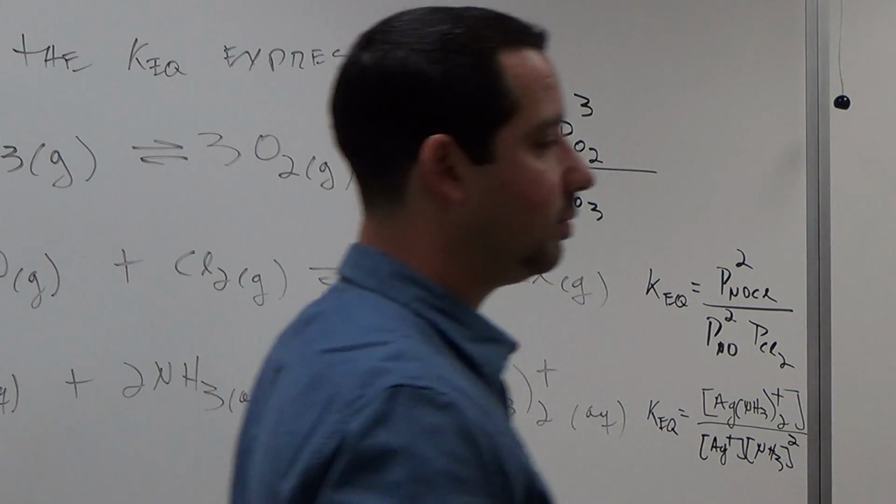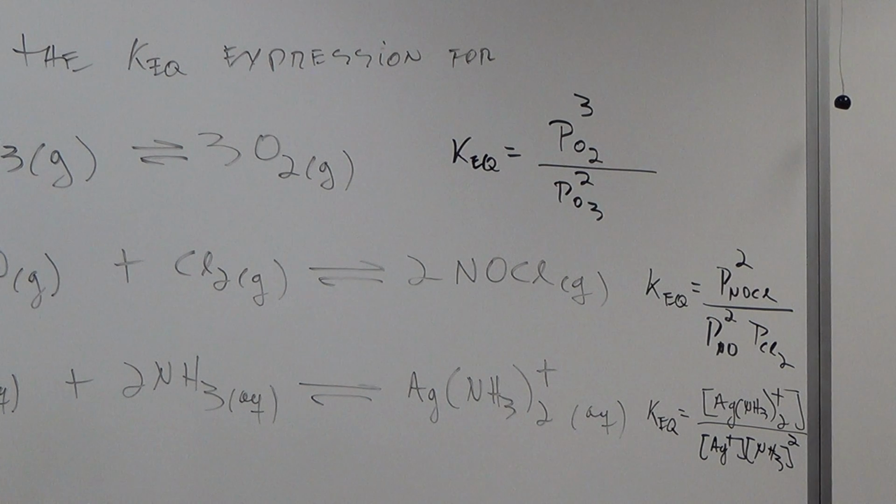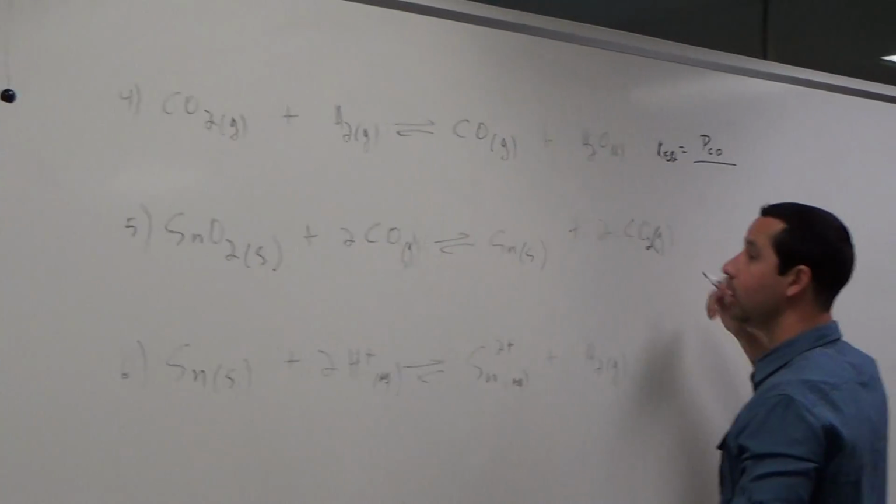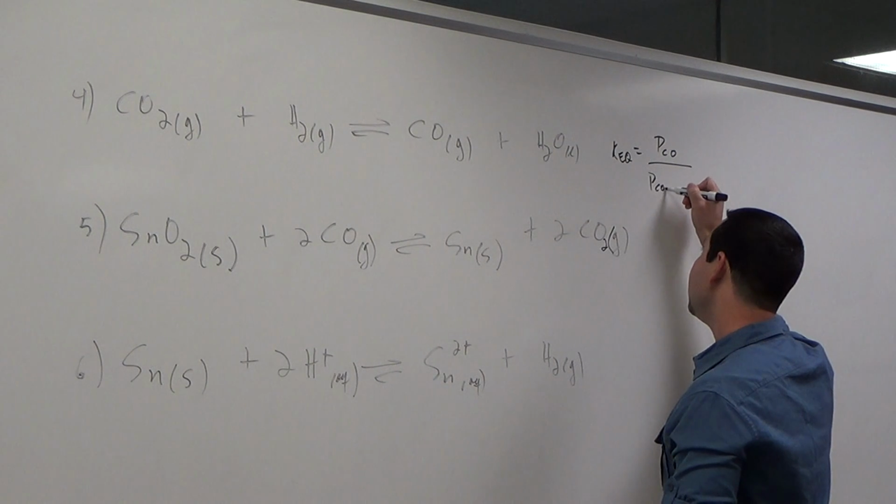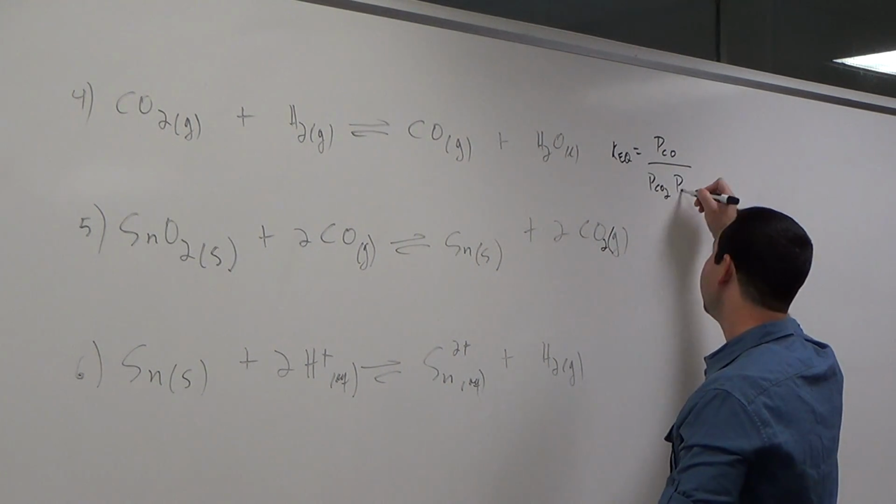So what's it for this one? Hmm? This is pressure of carbon monoxide. Pressure of carbon monoxide, CO, raised to what power? To the first power. And the pressure of this, yes? Pressure of H2O, yes? No. No? This is a liquid, so it's not part of the equilibrium constant. Yep. So you omit it, it's gone. The pressure of CO2 and the pressure of H2.